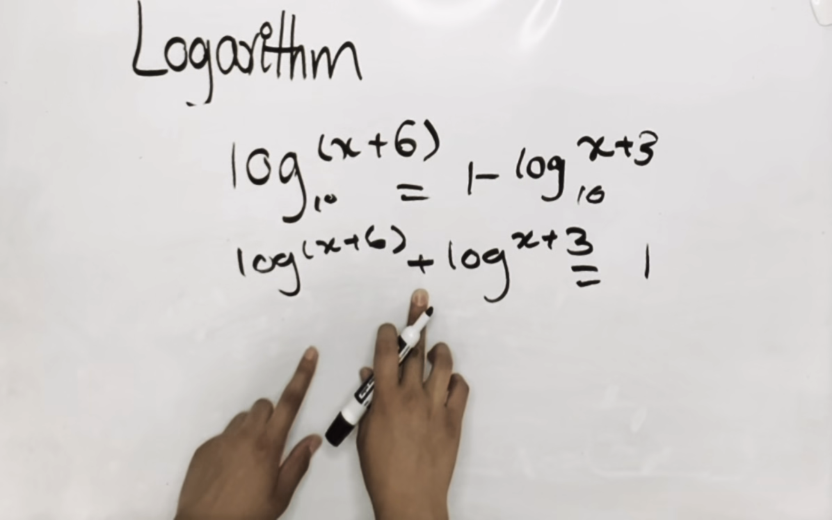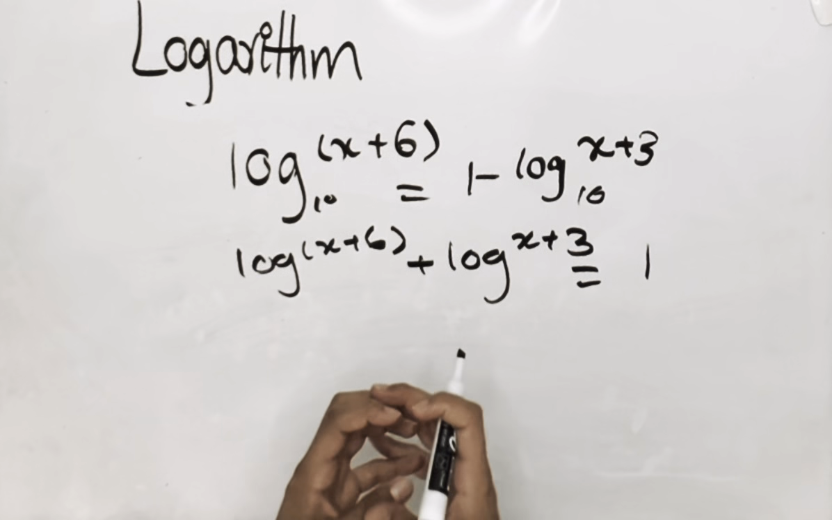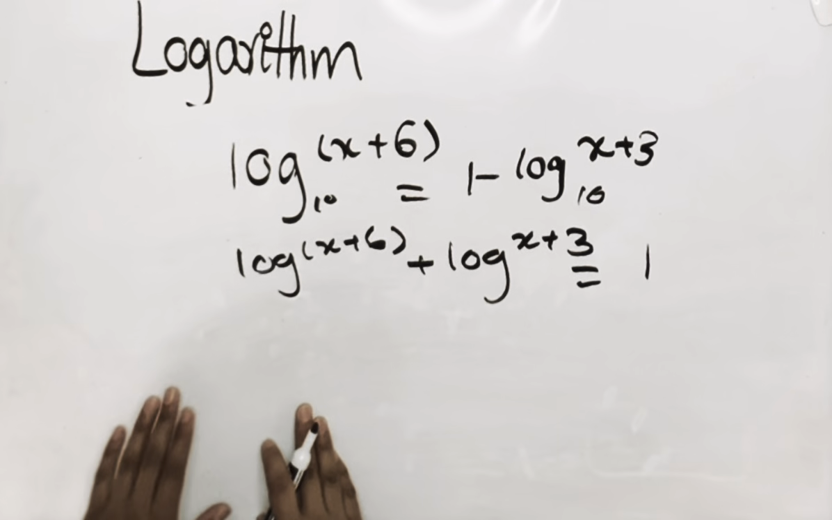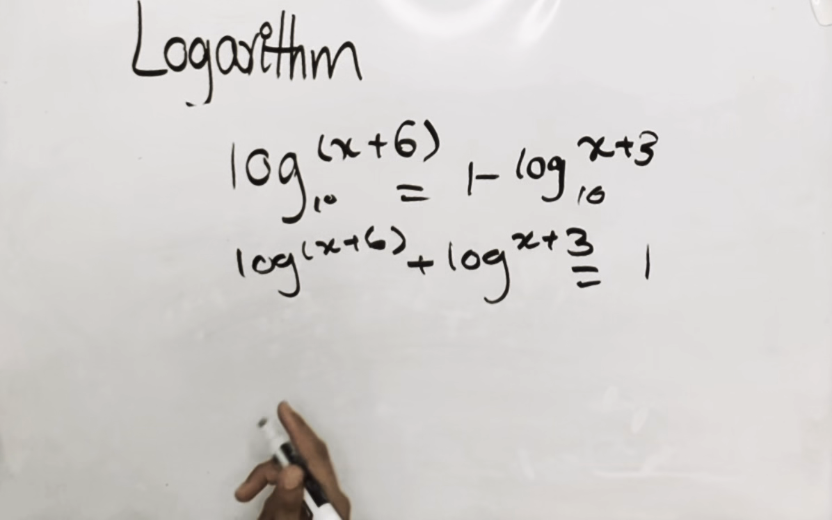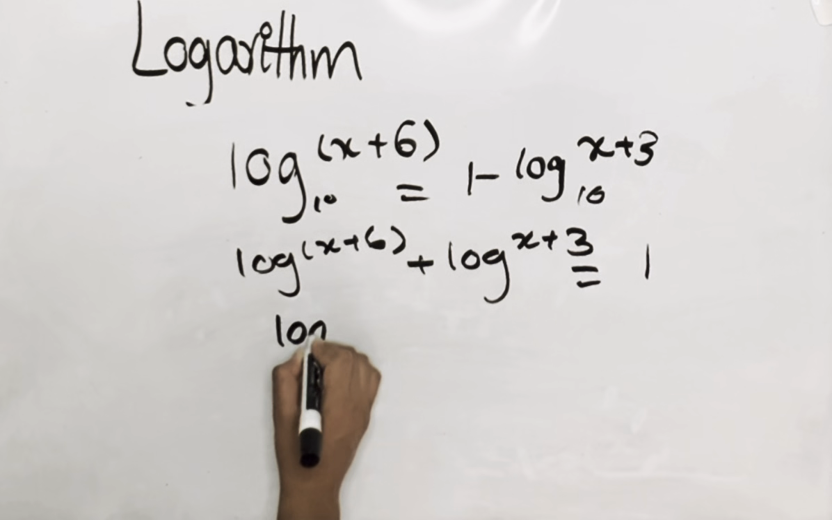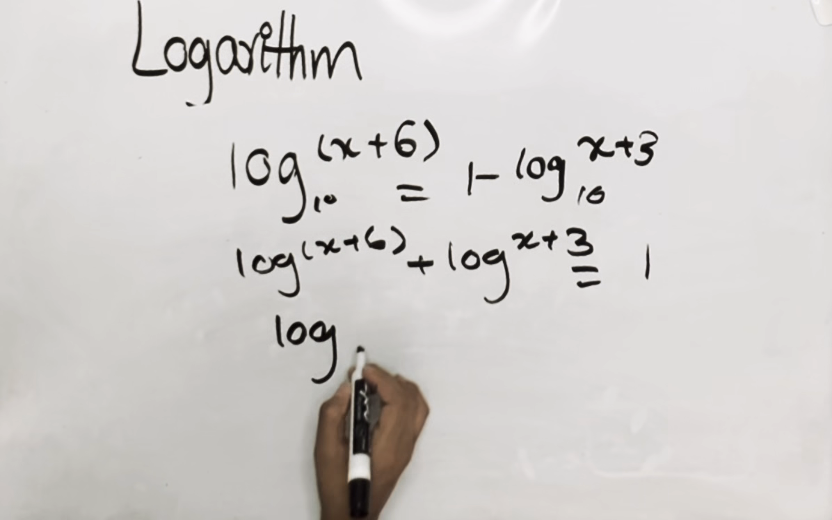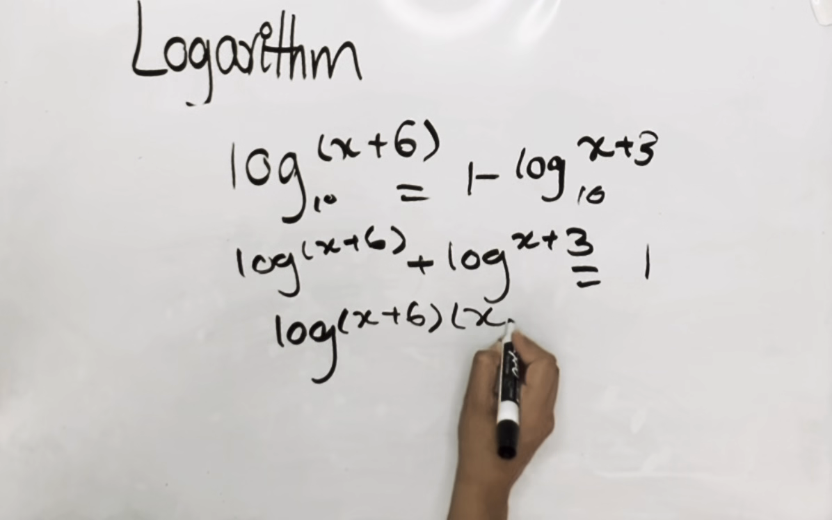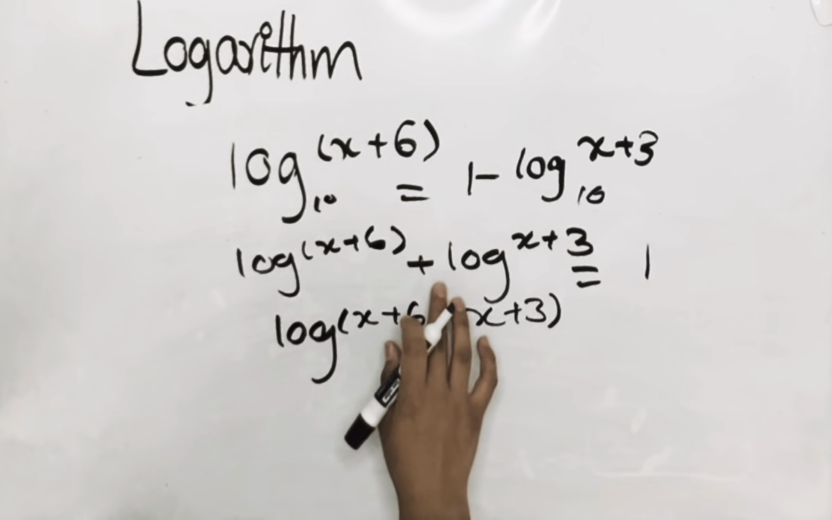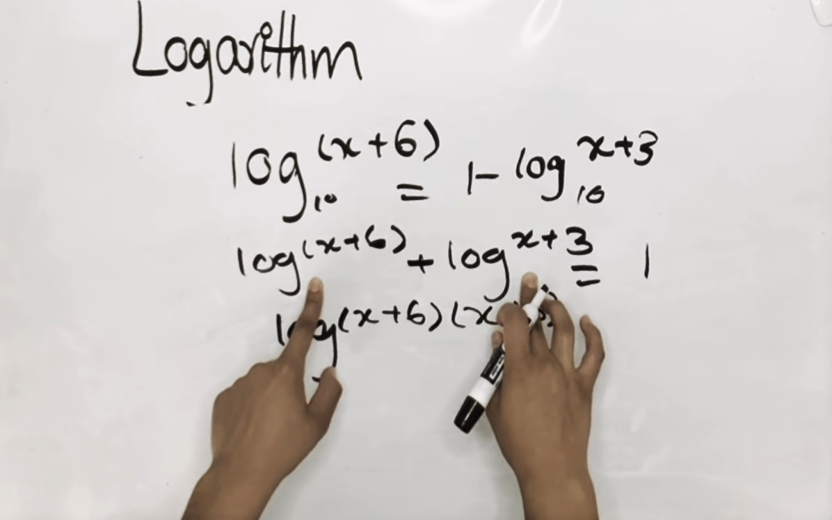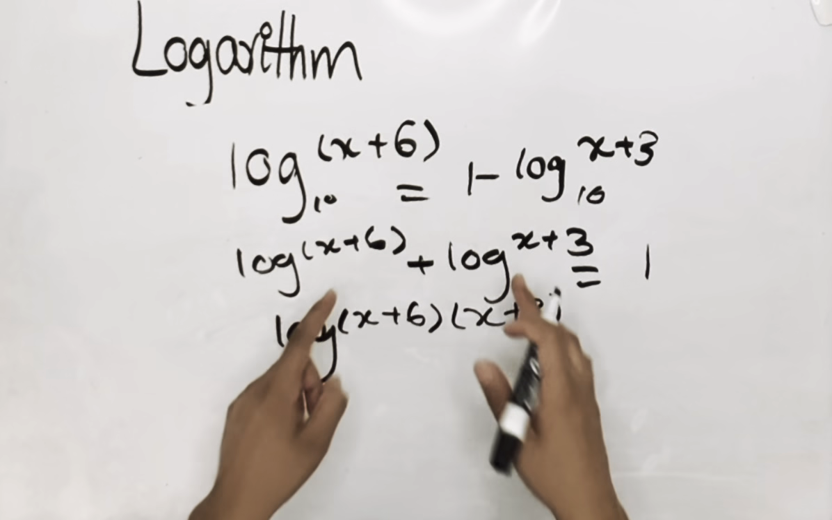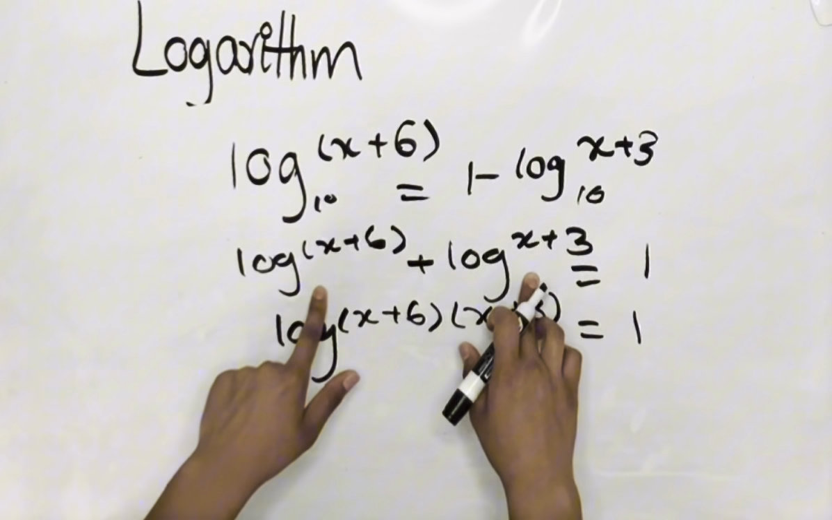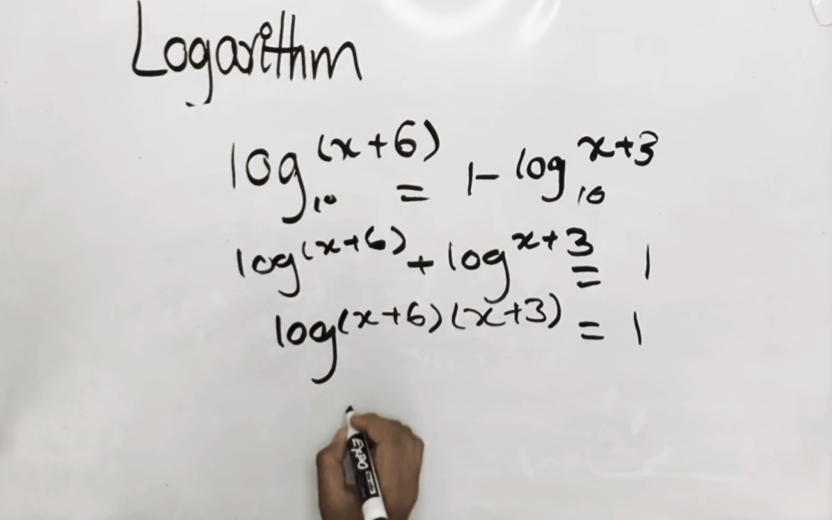And as you can see, these two are adding each other up, which means we need to think about the rules that we had. In the beginning of the video, I showed you all the rules, which means they are multiplying each other: x plus 6 times x plus 3. You need to be careful when you're writing it like this because the bases should be equal to each other, which in this case they are because both of them are 10.